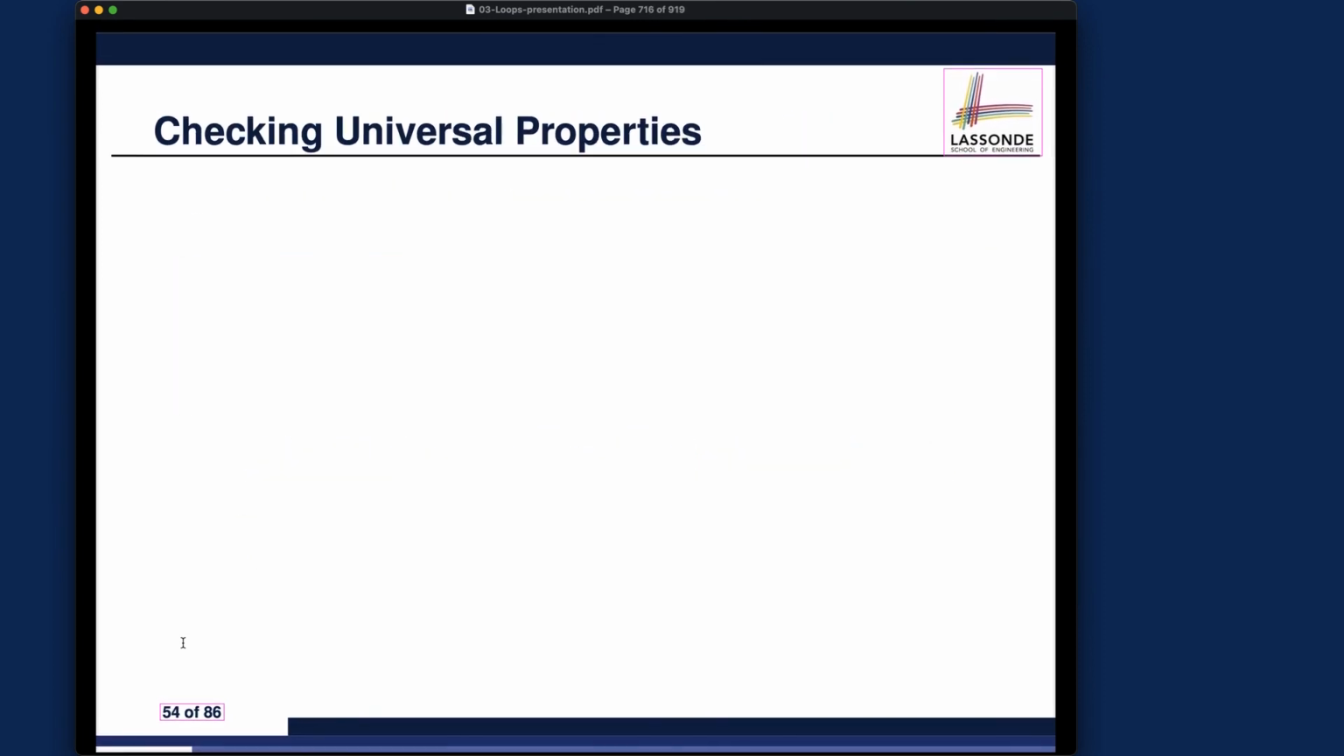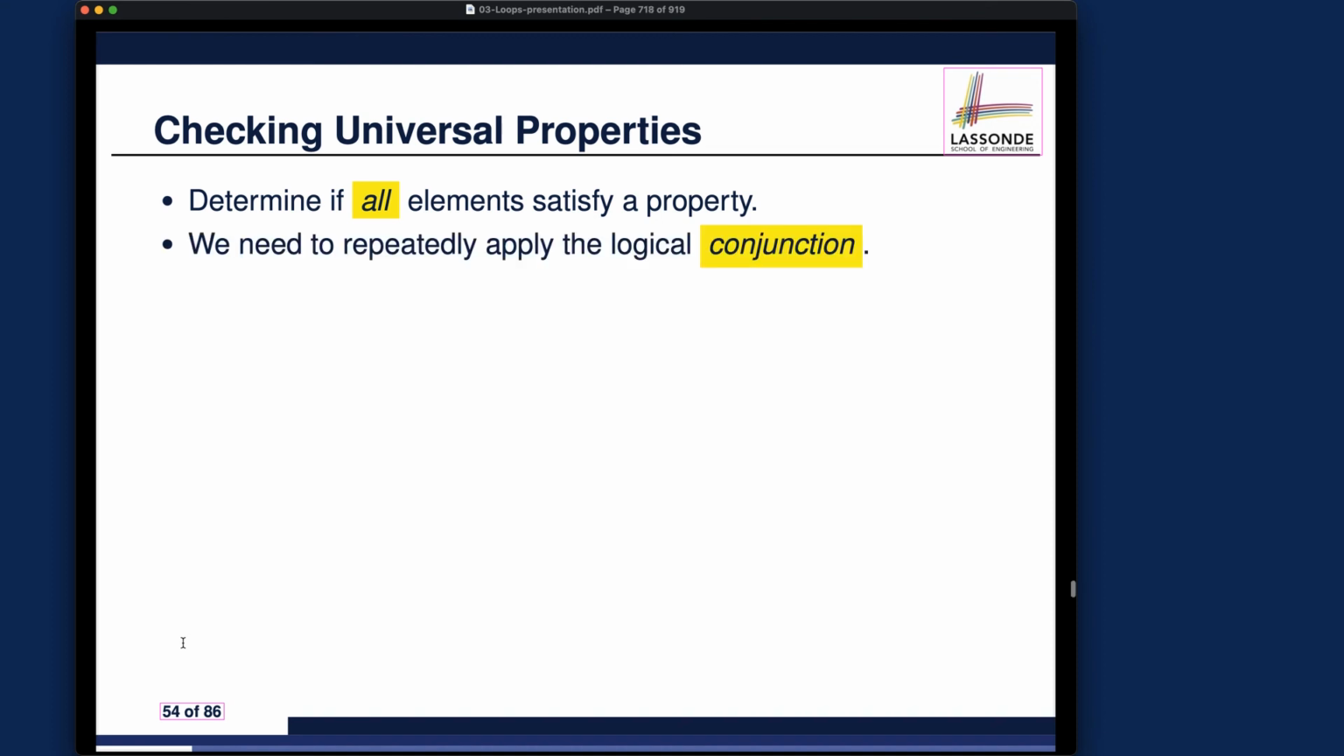Okay, so now I would like to summarize checking universal properties versus existential properties. So far we have seen is positive or is some number positive and also is sorted. We have seen 3 examples already. So now let me generalize them. Universal property simply means we want to check to see if all the elements satisfy a property, right? And then we need to use conjunction to solve it.